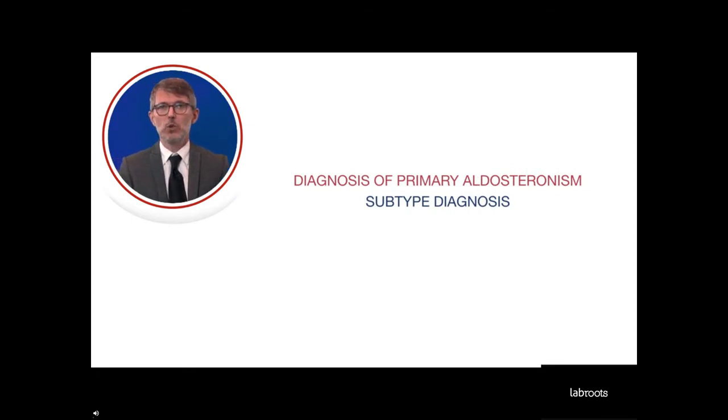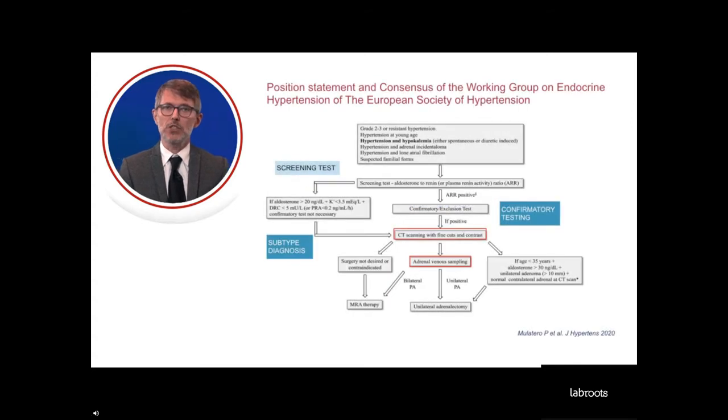Let's move now to subtype diagnosis after the confirmation of primary aldosteronism. Subtype diagnosis should always comprise a CT scan with contrast and very thin cuts, followed by adrenal vein sampling in patients that are candidates for surgery. That is, patients that consider surgery a potential therapy, so they are open to the surgical intervention, and they don't have major contraindications to adrenal surgery.